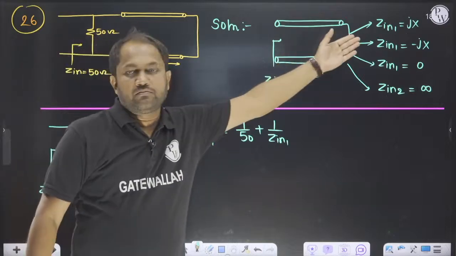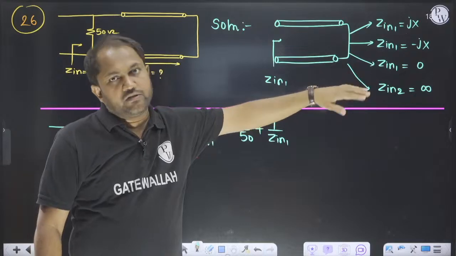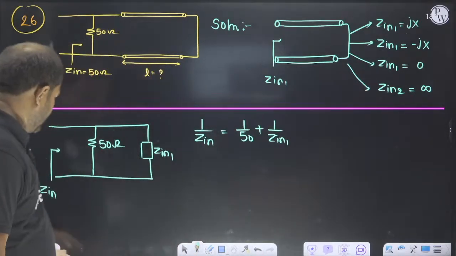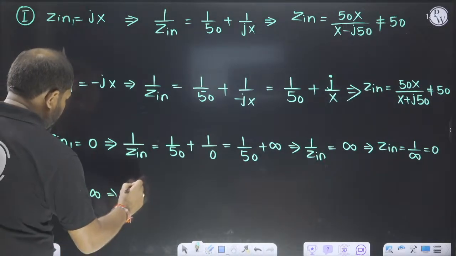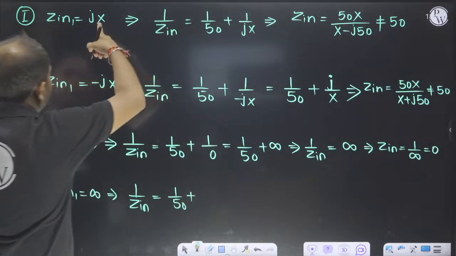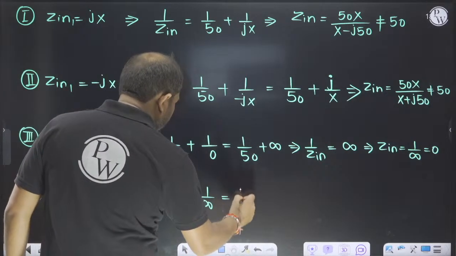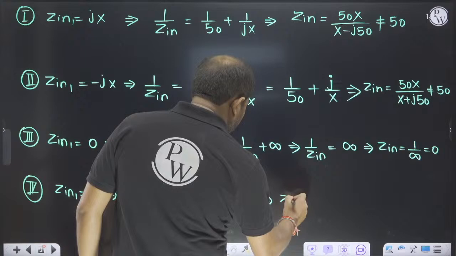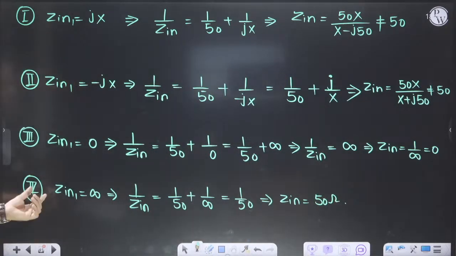So case 1 is not equal to 50, case 2 is not equal to 50, case 3 is not equal to 50. Case 4, let us check. Zin1 is equal to infinite, which is the open circuit, since it may be inductive, capacitive, short circuit or open circuit. 1 by infinity is 0, so 1 by Zin is 1 by 50, so Zin is equal to 50. So only in this case Zin is equal to 50. So this is the condition for Zin.